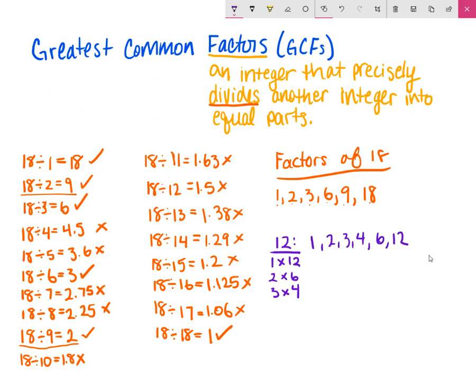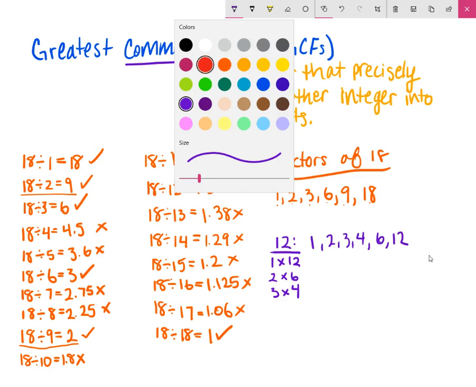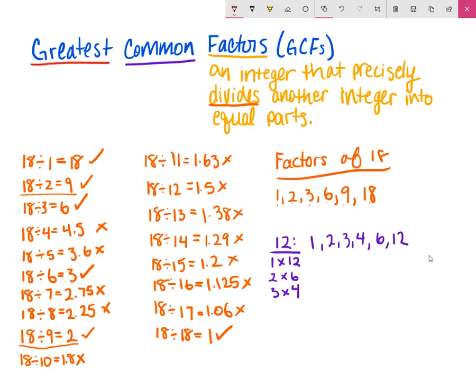Okay, now the last word, so we found common. The last word we want to identify is the greatest. The greatest common factor of 12 and 18. So that's the biggest number they have in common.